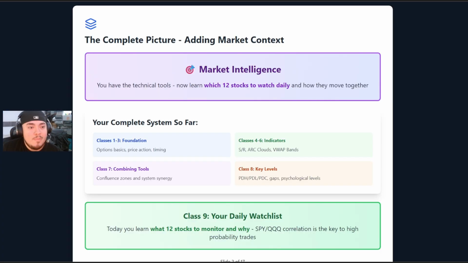Cool. The complete picture, adding market context, market intelligence. You have technical tools. Now learn which 12 stocks to watch daily and how they move together. Your complete system so far.